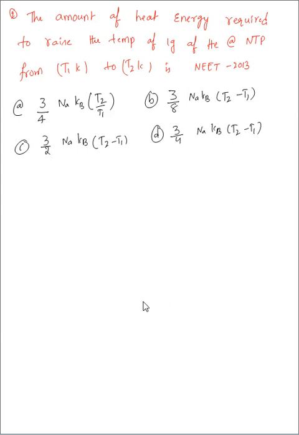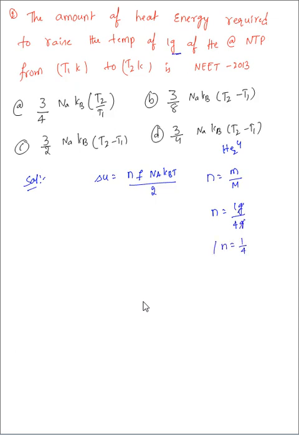So we know that total energy, delta U equal to N f Na kB T divided by 2, we know. So first we need to calculate the number of moles here. Number of moles is nothing but given mass by molecular weight. For helium molecular weight is 4. Given mass in the question, they given 1 gram. So 1 gram divided by 4 grams, the grams will get cancelled. N equal to 1 by 4. Number of moles we got like 1 by 4.